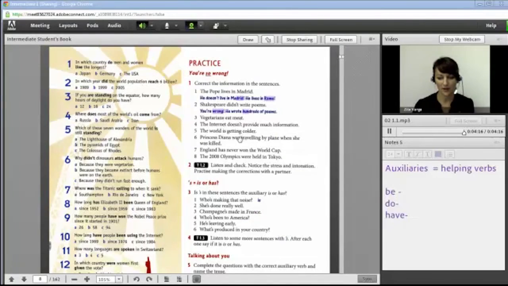I'd like you to look at the same page again, page number 7, and up in the right corner there is practice exercise number 1. You're so wrong. We're going to practice using our auxiliary verbs, correcting sentences. The Pope lives in Madrid. Oh, he doesn't live in Madrid, he lives in Rome. You have to correct the information in the given sentence. Or, number 2, Shakespeare didn't write poems. You're wrong, he wrote hundreds of poems.